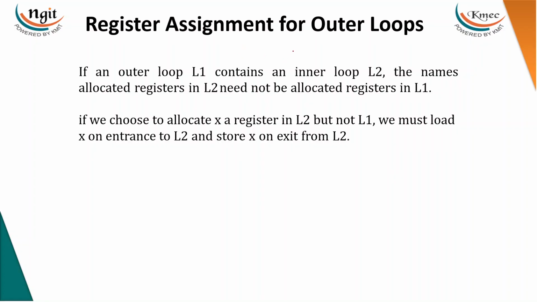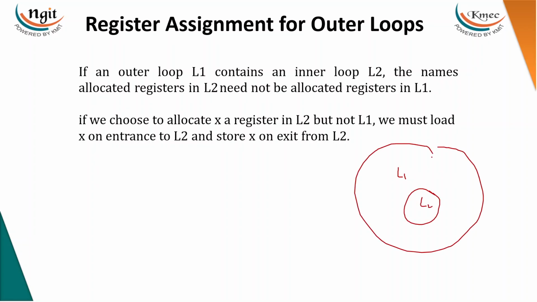Then the next one, register assignment for outer loops. See, if the outer loop contains some inner loop like L2, like we are having L1 and inside we are having a loop called L2, right? So the names allocated registers in L2 need not be allocated registers in L1. So whatever you have used here, don't allocate for it because they may be frequently used. And for example, X is used in L2 but not in L1. So we must load X on entrance to L2. Means we have to allocate a register for this X, right? And whenever the inner loop is exited, we can remove it or we can deallocate that.